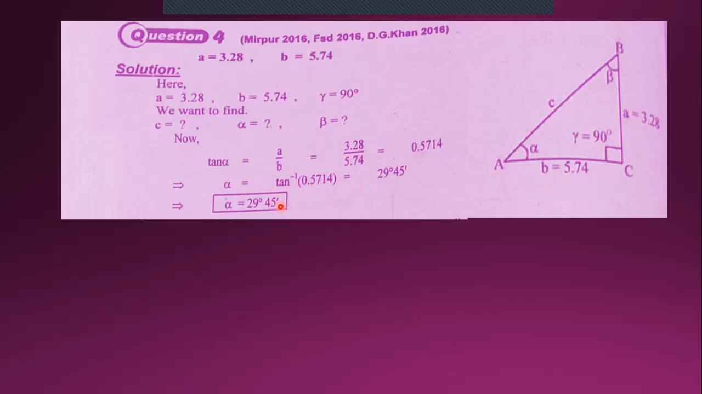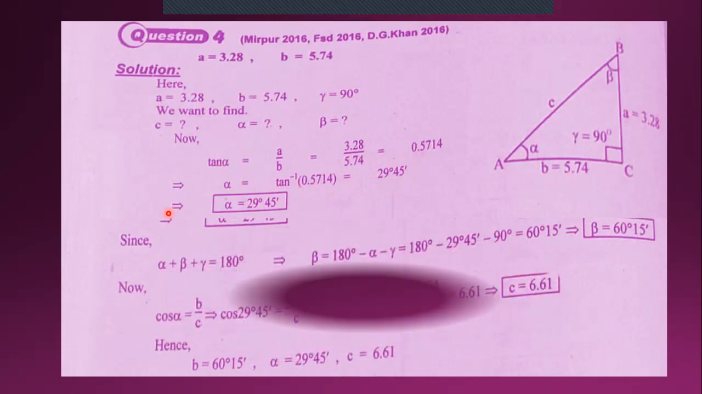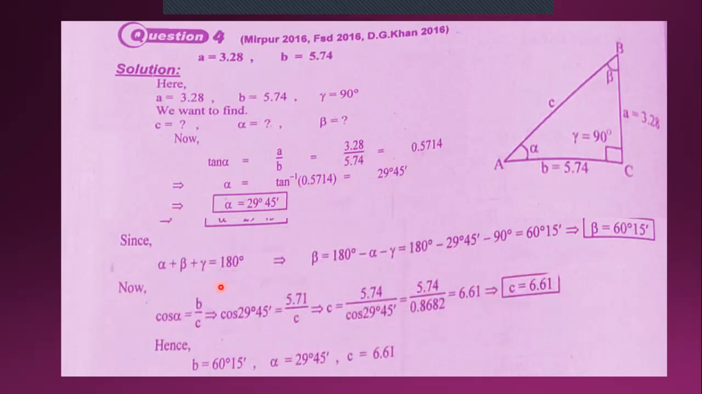And now if we are having this angle alpha, and the angle gamma is already with us, then we can find the beta by using alpha plus beta plus gamma equal to 180 degree. So you will find beta by putting the other values in it. Then that becomes equal to 60 degree 15 minutes.